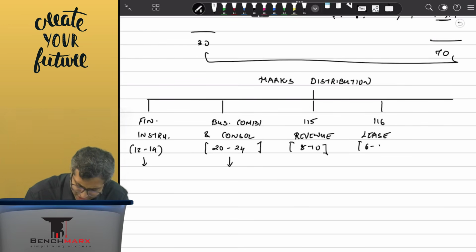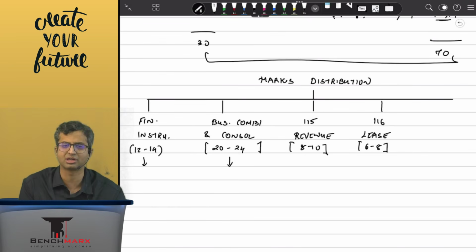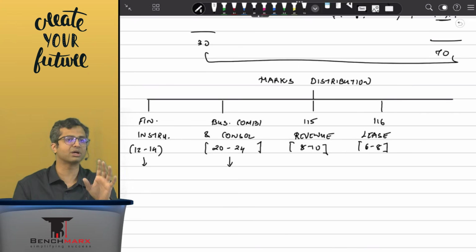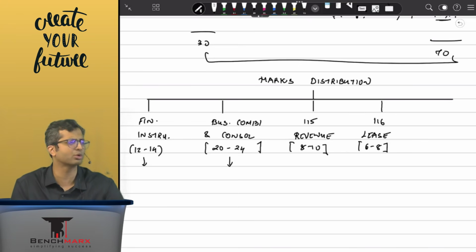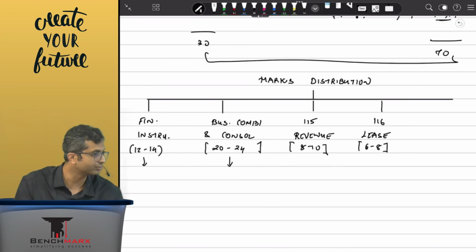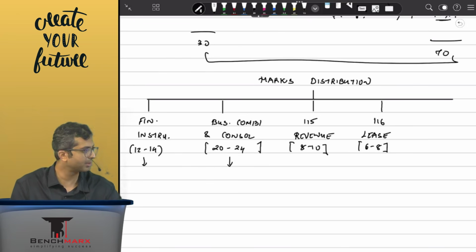This is around 6 to 8 marks. You will usually have a question on lease. Revenue, I've seen even 2 questions coming. It will not be a 10 mark single question. It will be 6 mark one question, 4 mark another question, for example, or 6 mark descriptive, 2 mark MCQ. But usually revenue has multiple weightage. Lease, if it comes, there's a single question on lease that will come.